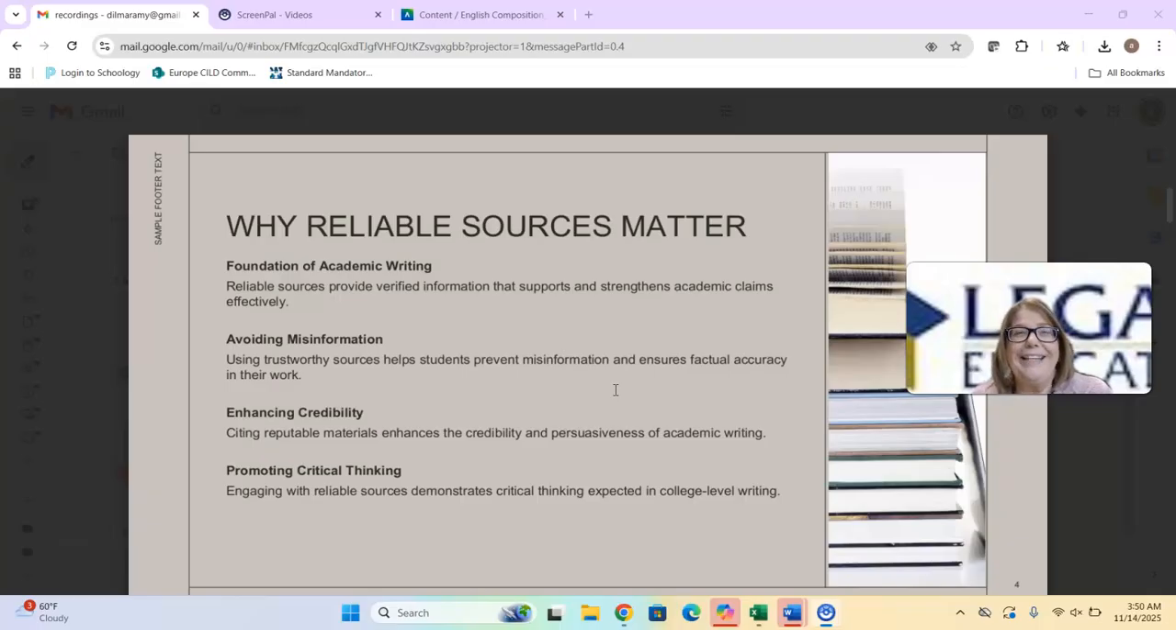There's certainly academic and professional implications. Here, it of course speaks to the foundation of academic writing, but then you can look at how you're avoiding misinformation. You're enhancing your credibility, right? So it's really about, do you navigate information situations? Do you guide the work, both what you're putting out and receiving, with a really reliable and credible lens?